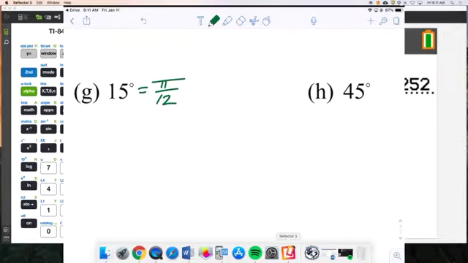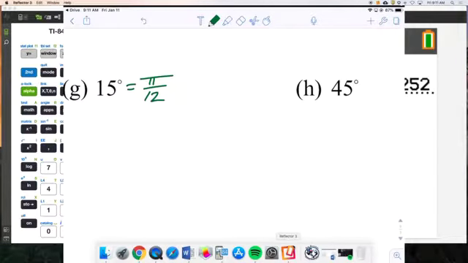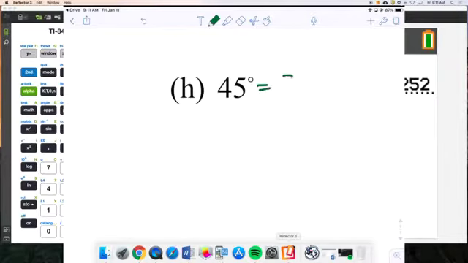Friday. 45 degrees. Okay. We could convert it. We can multiply by pi over 180. But how many 15s are in 45? 3. So 45 should be 3 pi 12ths, right? But that simplifies to what? Pi fourths. Yes. Well, that makes sense, because 45 is also half of 90, and 90 we know is pi halves. Half of pi halves is pi fourths. So there's lots of different ways you can get there. Pi fourths.